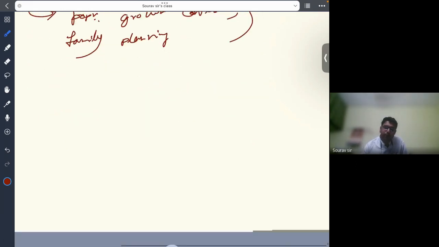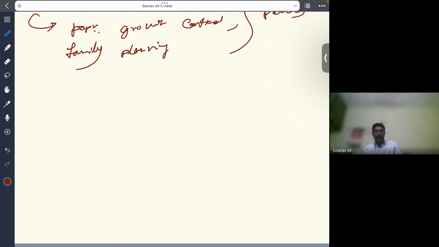Now we will solve the B part of the question. In the second part, they have asked to analyze the trend in consumption inequality in India since the early 1990s. The last question, the 13A part, was a 10 marks question, and this is also a 10 marks question.